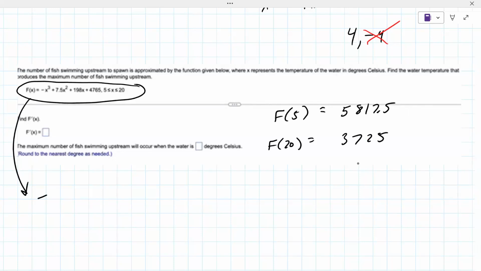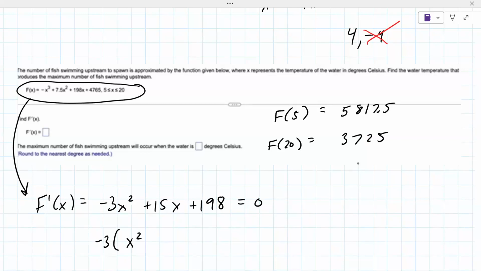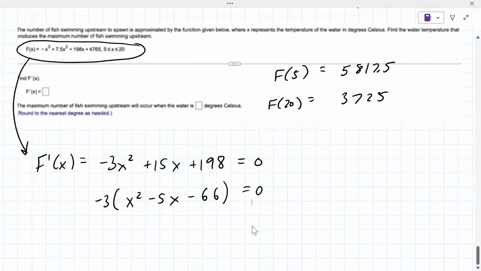So the derivative here using the power rule is minus 3x squared plus 15x plus 198. And then you're supposed to set this equal to 0. You can factor a -3 out of everything. I think that does work, like in the last one. Plus minus 66. That looks like it's going to work. X minus 11, X plus 6.